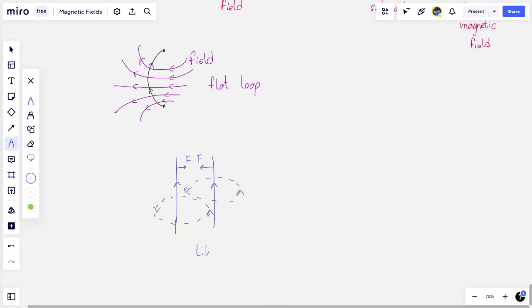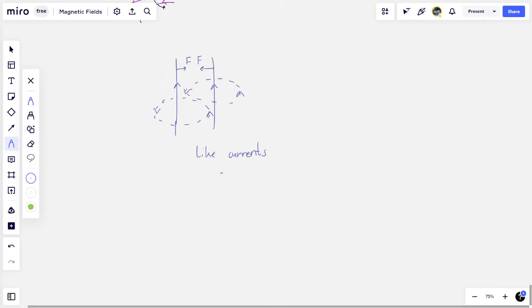And so what we notice is that like currents, not like charges, not like poles, but like currents will attract each other. So if you put two wires next to each other that have currents pointing in the same direction, you have to be very careful. The wires can short if they come too close to each other.